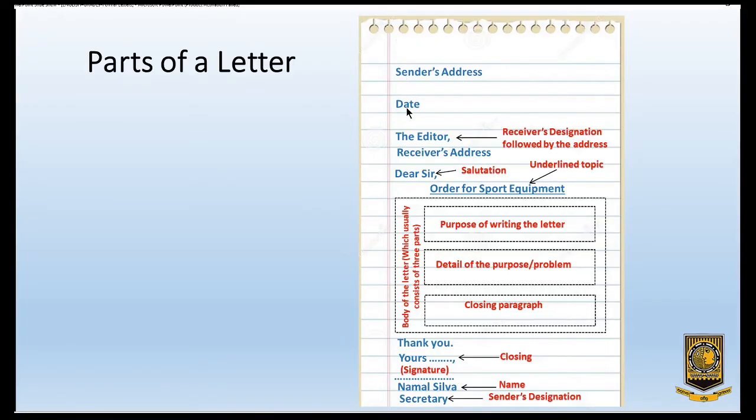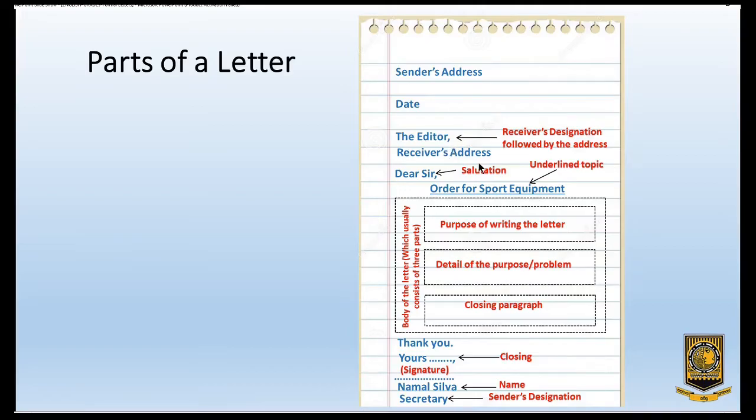Then the date. Then leave a line. After that, this is the new part in formal letters: the receiver's address and the designation. First, the designation. The designation means the post of the person who is receiving the letter. Here I have put editor, or you can put the manager, the secretary, the manager of human resources, like that. But after writing, you have to put a comma.